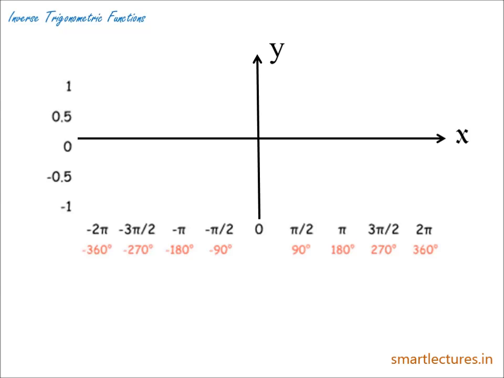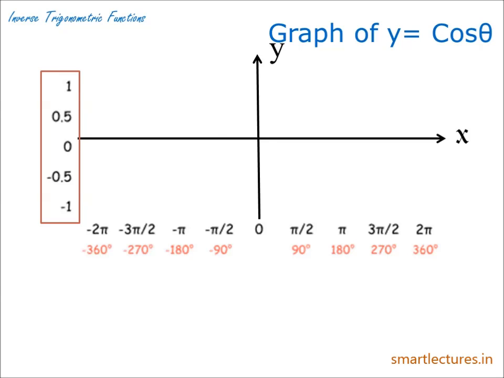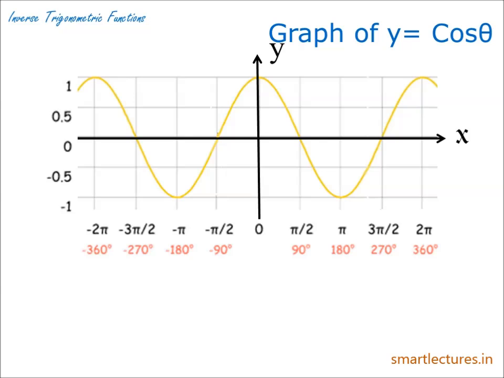Now we shall draw the graph of y is equal to cos theta. Here again we have angles on the x-axis, and on the y-axis we have the corresponding values of cos theta. Just like other trigonometric functions, the cosine function is also a periodic function with a period of 2 pi. And also, if we restrict the domain of the cos function to the interval 0 to pi and the range to 1 to minus 1, then it is a bijective function and therefore it is invertible.